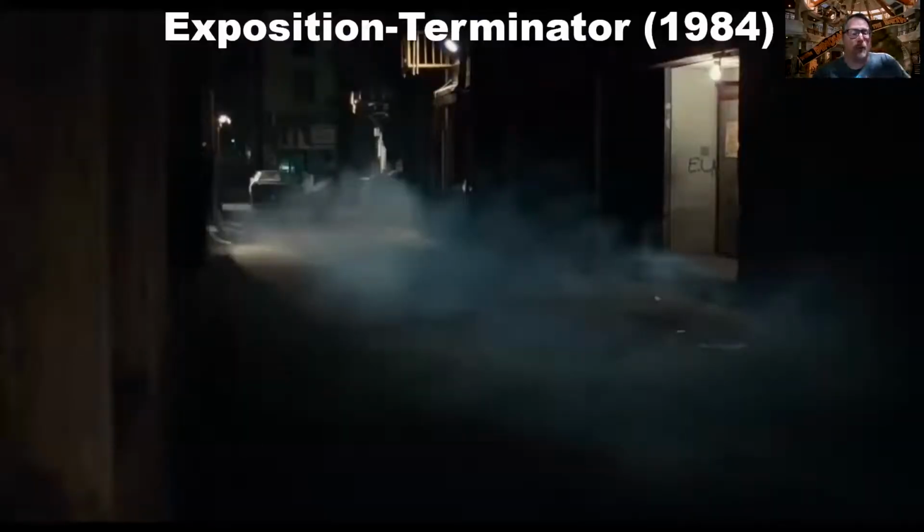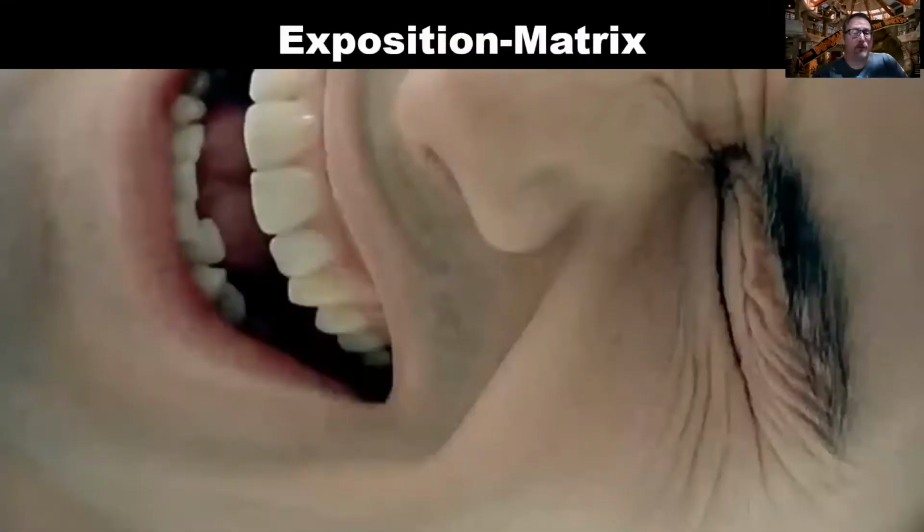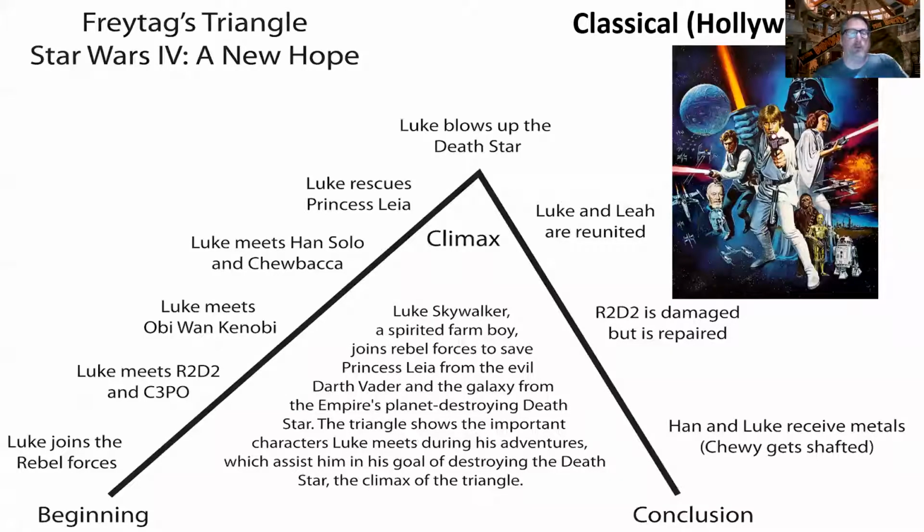And so that's what we're looking at. There's also the exposition in Terminator, the explanation, a different version of it.